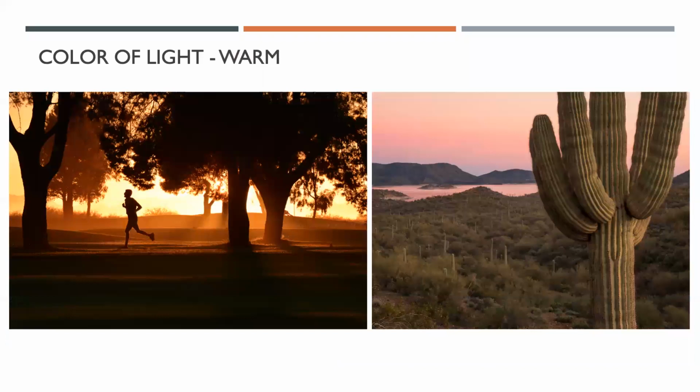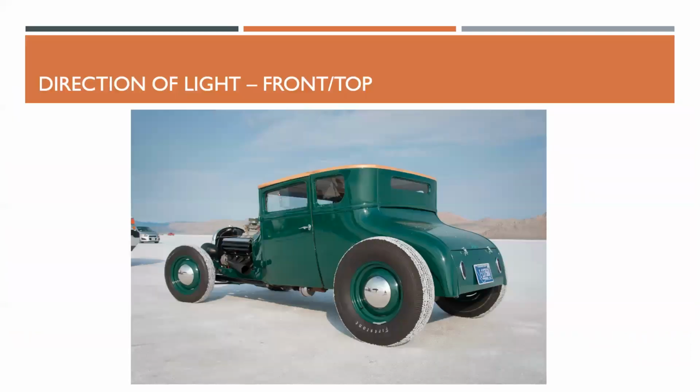So most of the properties we've discussed so far, some are a little harder to control when it comes to the color of light. It's just what you're capturing unless we start working in a studio. But what you can control is the direction of light. So as we look at the different directions, you can walk around your subject to find the best, most complementary light for that subject. So here's an example of front or top light.